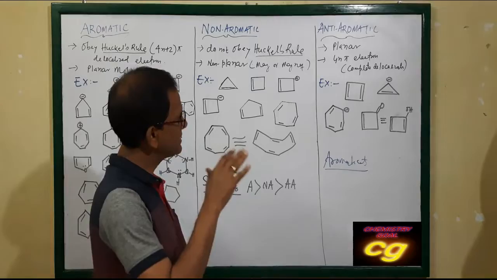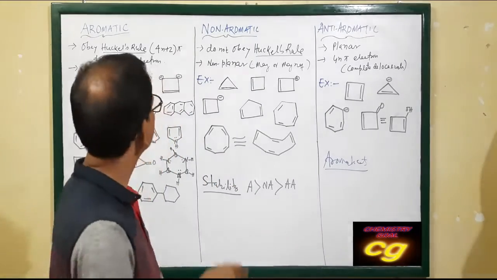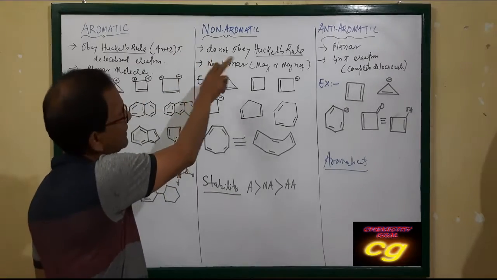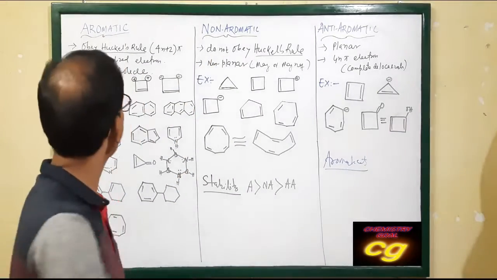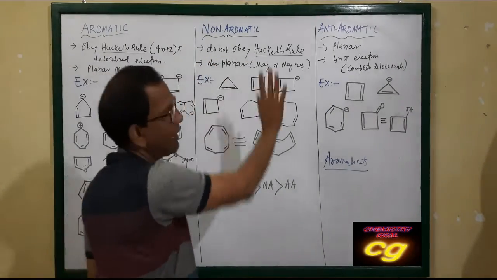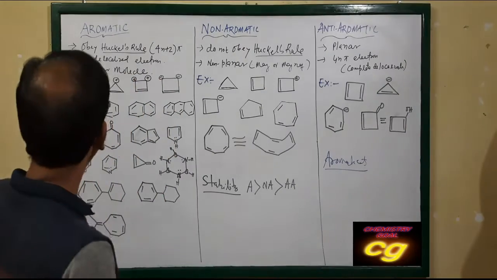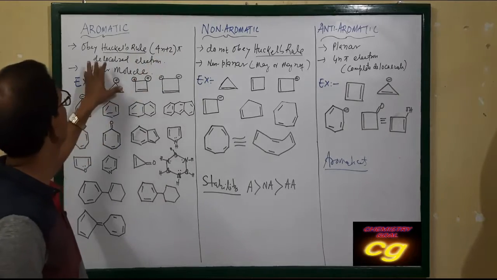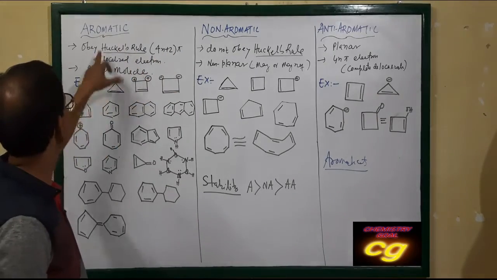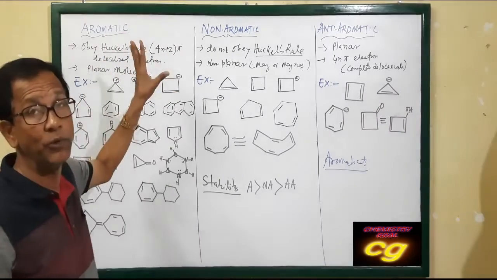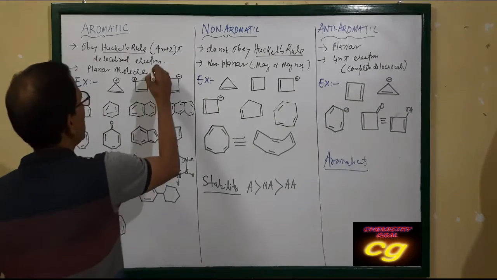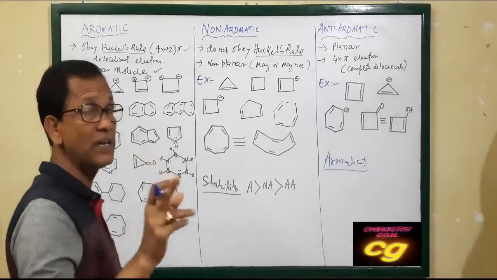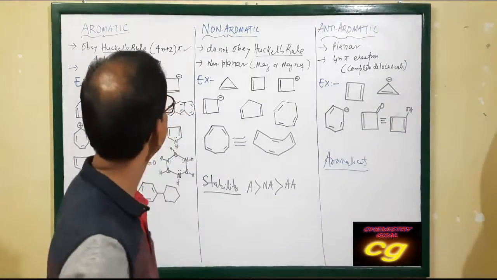On the basis of these properties, aromatic character has three types: aromatic, non-aromatic and anti-aromatic. Aromatic means it must obey Huckel's rule, that is, contain 4n plus 2 delocalized pi electrons, and the molecule should be planar. It is very important that both conditions are satisfied. It must be planar and must obey Huckel's rule. These two satisfied means it is aromatic.